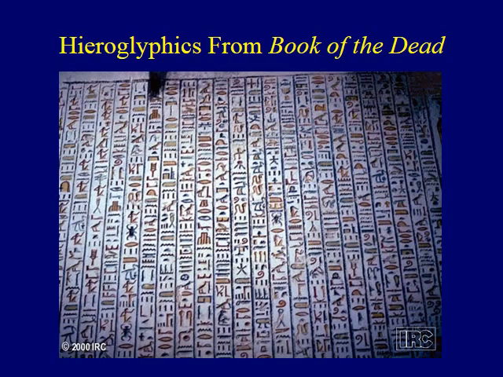Much of the information concerning Egyptians comes from a text called the Book of the Dead. This is a page from the Book of the Dead, and as you can see, it's written in hieroglyphics. These were translated over the years.